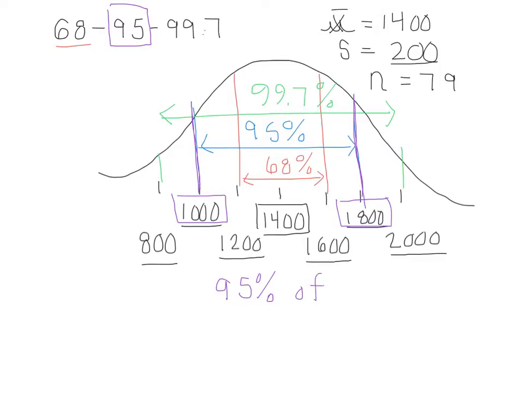95% of 79, and 79 is the number in my sample that was given to me right here, can be found by merely multiplying 95% expressed as a decimal, 0.95, by 79. And that will be your answer.